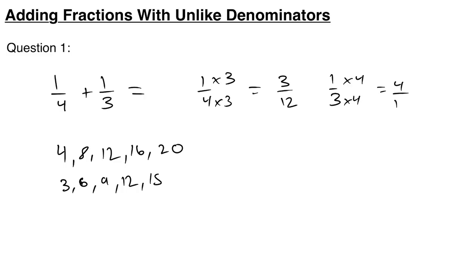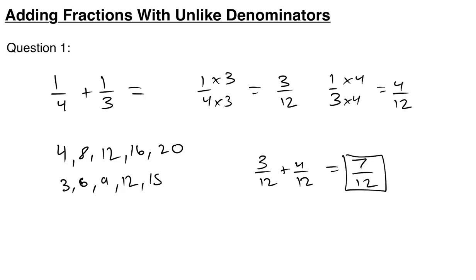And so now when we rewrite the addition statement, we can write it as 3 over 12 plus 4 over 12, and now we can simply just add the numerators, and the denominator will stay the same. Do not add the denominators. That's a very common mistake. So 3 plus 4 is equal to 7, and the denominator stays the same, and our final answer will be 7 over 12.